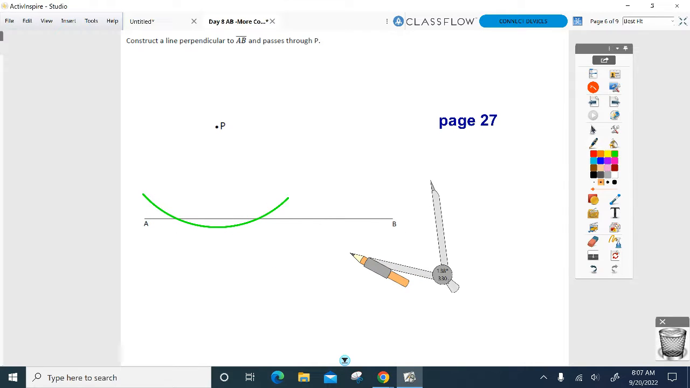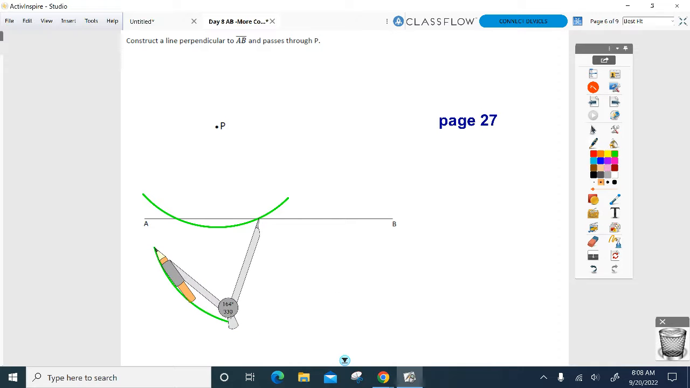Everyone see your two points of intersection on AB. Go to one point right now. Put your compass on one of those points. Now, I'm about to do it below AB. You are certainly allowed to do this arc above AB. It's up to you, but I'm going to do it below, and I'm going to make another arc. And then I'm going to go over the other point of intersection and make sure those last two arcs intersect each other.